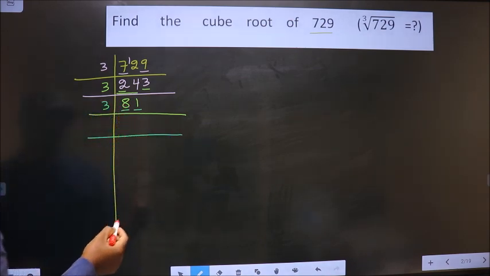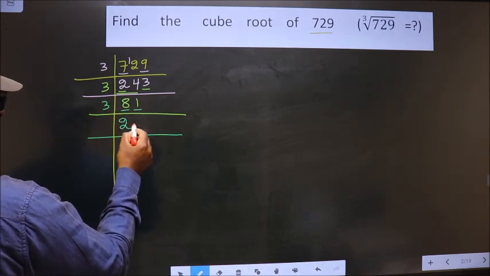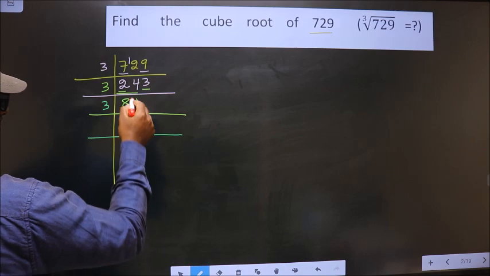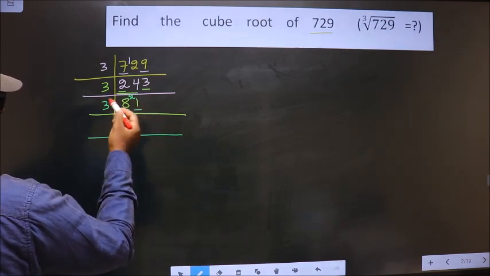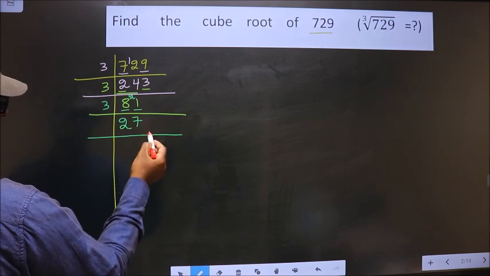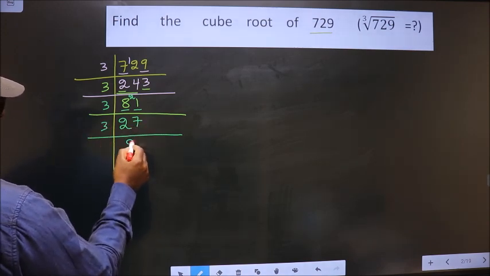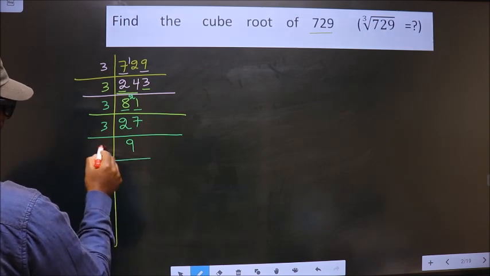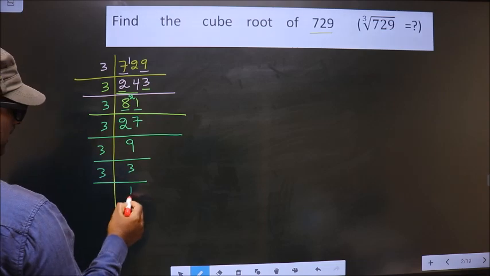First number is 8. Now a number close to 8 in the 3 table is 3 twos are 6. 8 minus 6 is 2, 2 carried forward making it 21. When do we get 21 in the 3 table? 3 sevens are 21. Now here we have 27. 27 is nothing but 3 nines. Now 9 is 3 threes. Now 3 is a prime number, so 3 and 1.